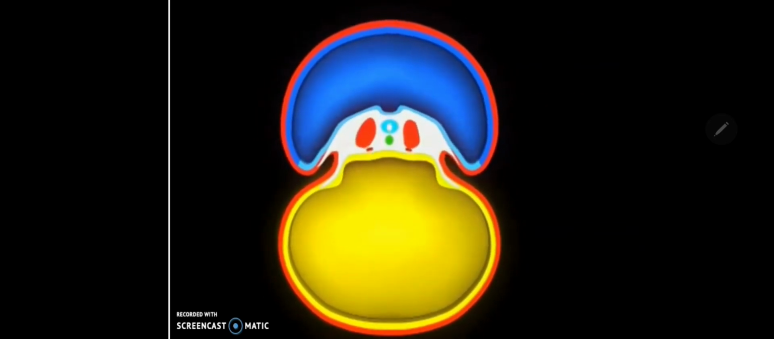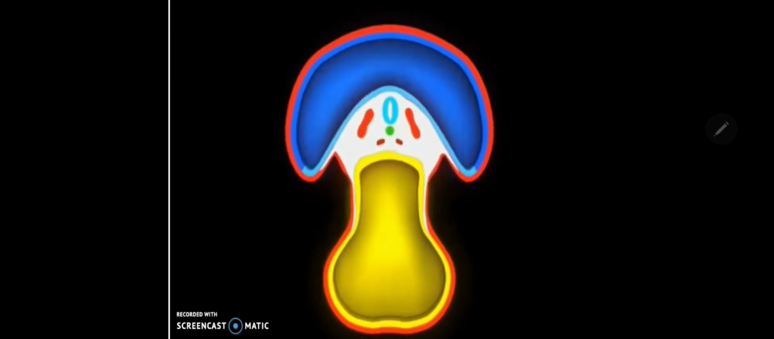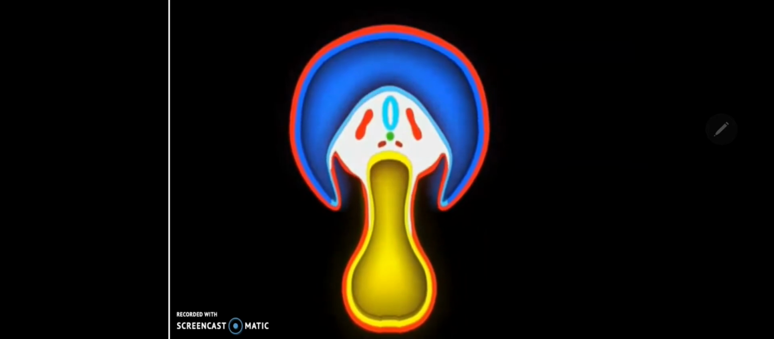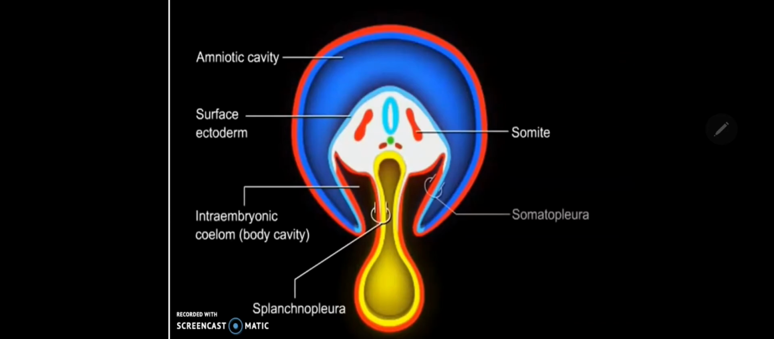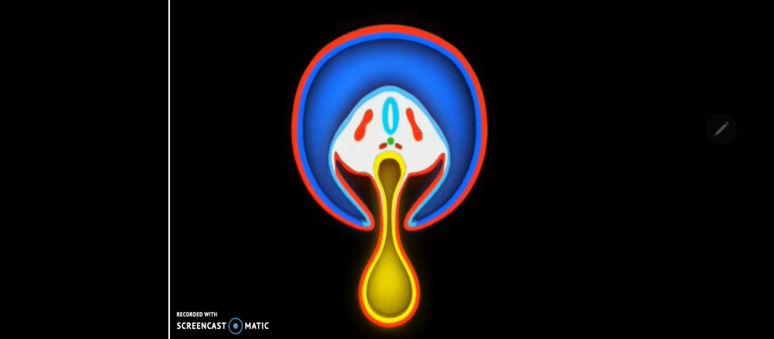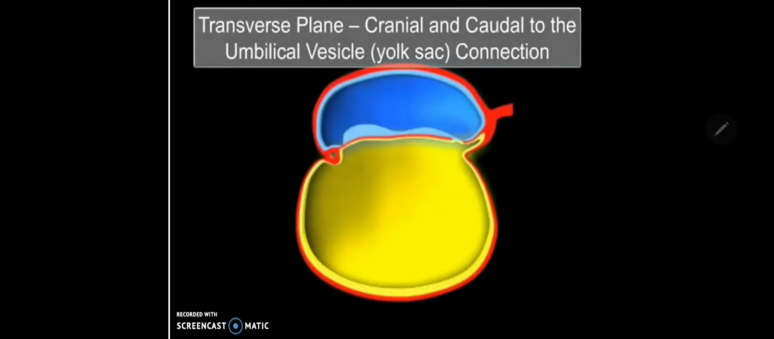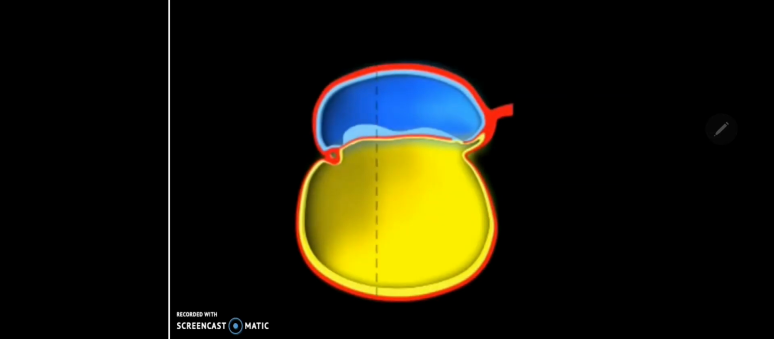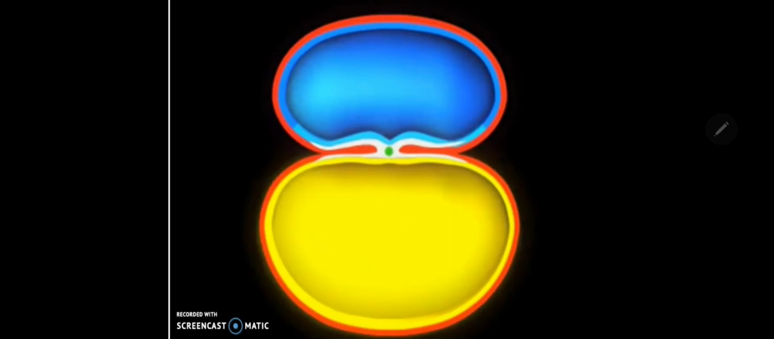Why does this folding happen? To convert the flat trilaminar disc into a cylindrical embryo, to provide a contour to the embryo. Because of this lateral folding, you can see the two lateral folds converge ventrally and fuse, so that the yolk sac cavity, which is divided into intraembryonic and extraembryonic, is now completely obscured, and you can see this umbilical vesicle there. In this sagittal plane and in this coronal plane you can see how this folding will happen.